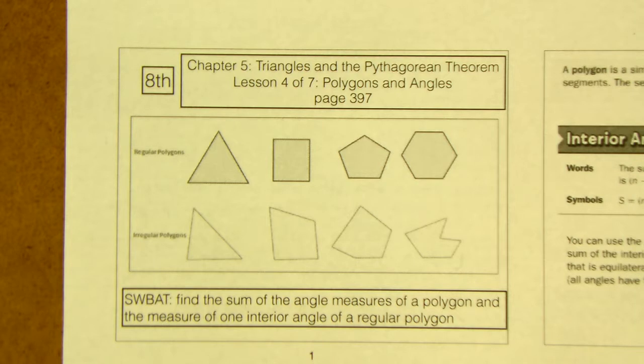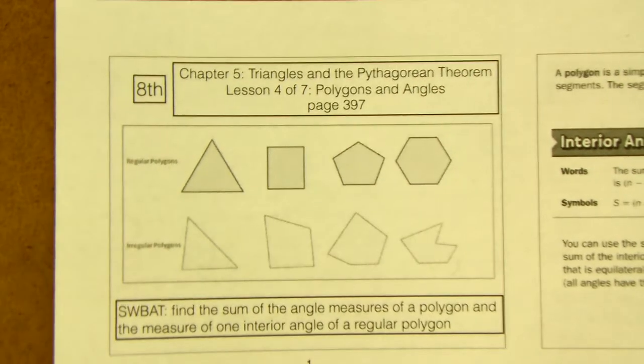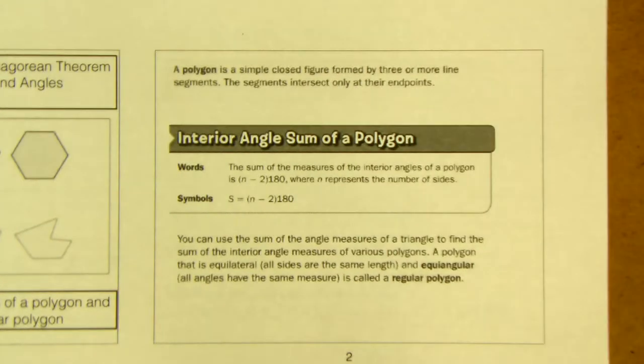Okay, so polygon, here's a word that is on your vocab sheet. You may want to add a simple closed figure. It's formed by 3 or more line segments. So 3 is a triangle, and you keep adding more, the name changes. These segments only intersect at their endpoints. Okay, in order to find the sum of all the angles in a polygon, you simply use this formula.